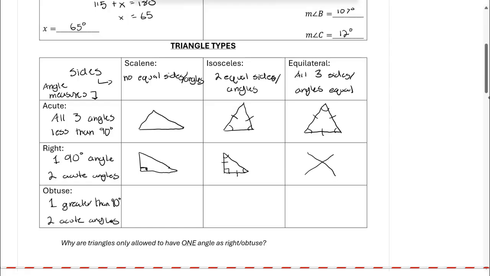Same thing, if we stay in the equilateral column, we have equilateral obtuse, but all three sides and angles are supposed to be equal. How are we going to have one greater than 90 and two acute angles? Doesn't exist, right? So scalene obtuse, we have one greater than 90 degrees, two acute angles, and no equal sides / angles. That's going to look something like this.